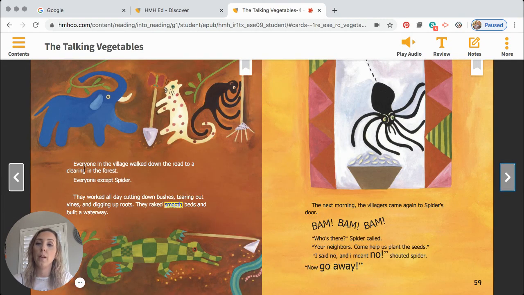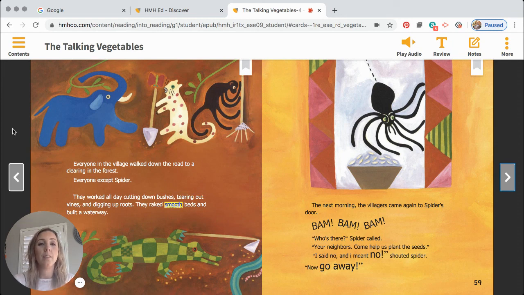Get your finger ready on the word everyone. Ready, listen. Everyone in the village walked down the road to a clearing in the forest. Everyone except Spider. They worked all day cutting down bushes, tearing out vines, and digging up roots. They raked, smoothed beds, and built a waterway. The next morning, the villagers came again to Spider's door. Bam, bam, bam. Who's there? Spider called. Your neighbors. Come help us plant the seeds. I said no, and I mean no, shouted Spider. Now go away.